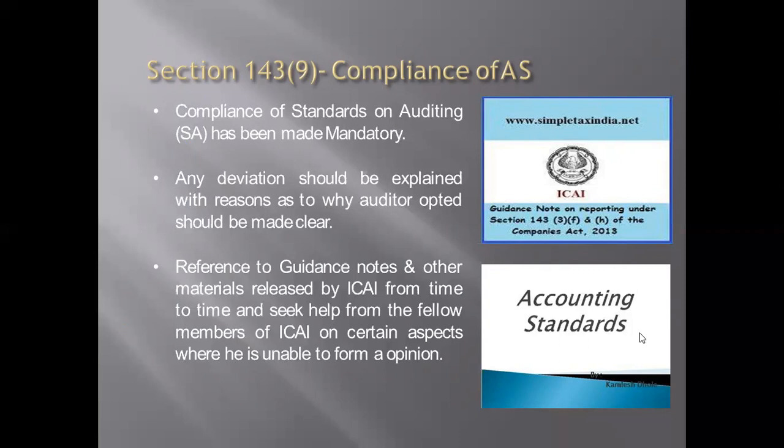Now, if the company can show that, okay, these are the reasons, these are the facts or the grounds on which I have deviated from the auditing standards, and if that is logical in nature, then the auditor can give an unqualified report. It's not a bad thing. And the auditor should refer to guidance notes and other materials released by the ICAI from time to time, and seek help from fellow members of the ICAI on certain aspects where he is unable to form an opinion.